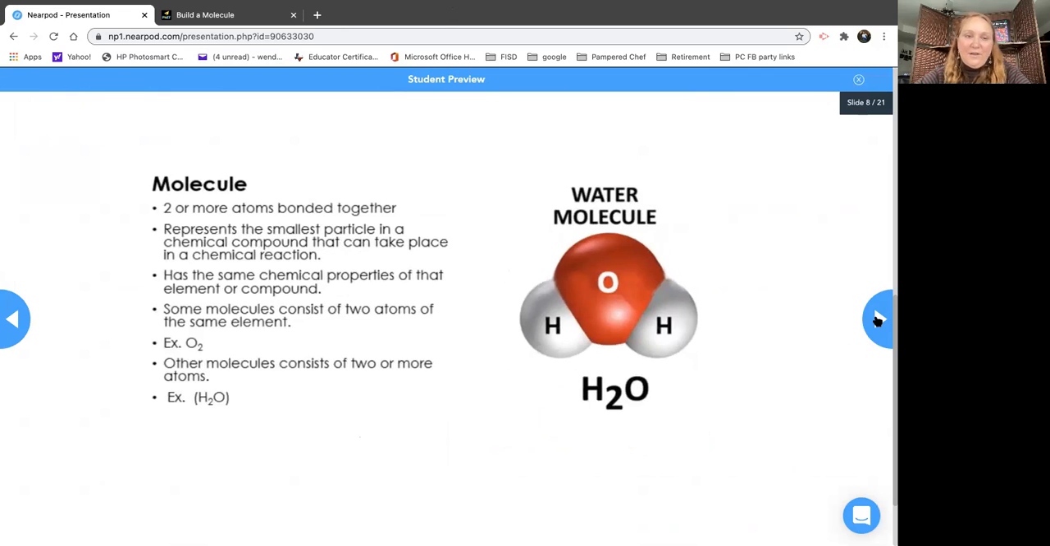A molecule is 2 or more atoms bonded together, and represents the smallest particle in a chemical compound that can take place in a chemical reaction. A molecule has the same chemical properties of that element or compound. Some molecules consist of 2 atoms of the same element, such as O2. Other molecules consist of 2 or more atoms, such as H2O, your water molecule.